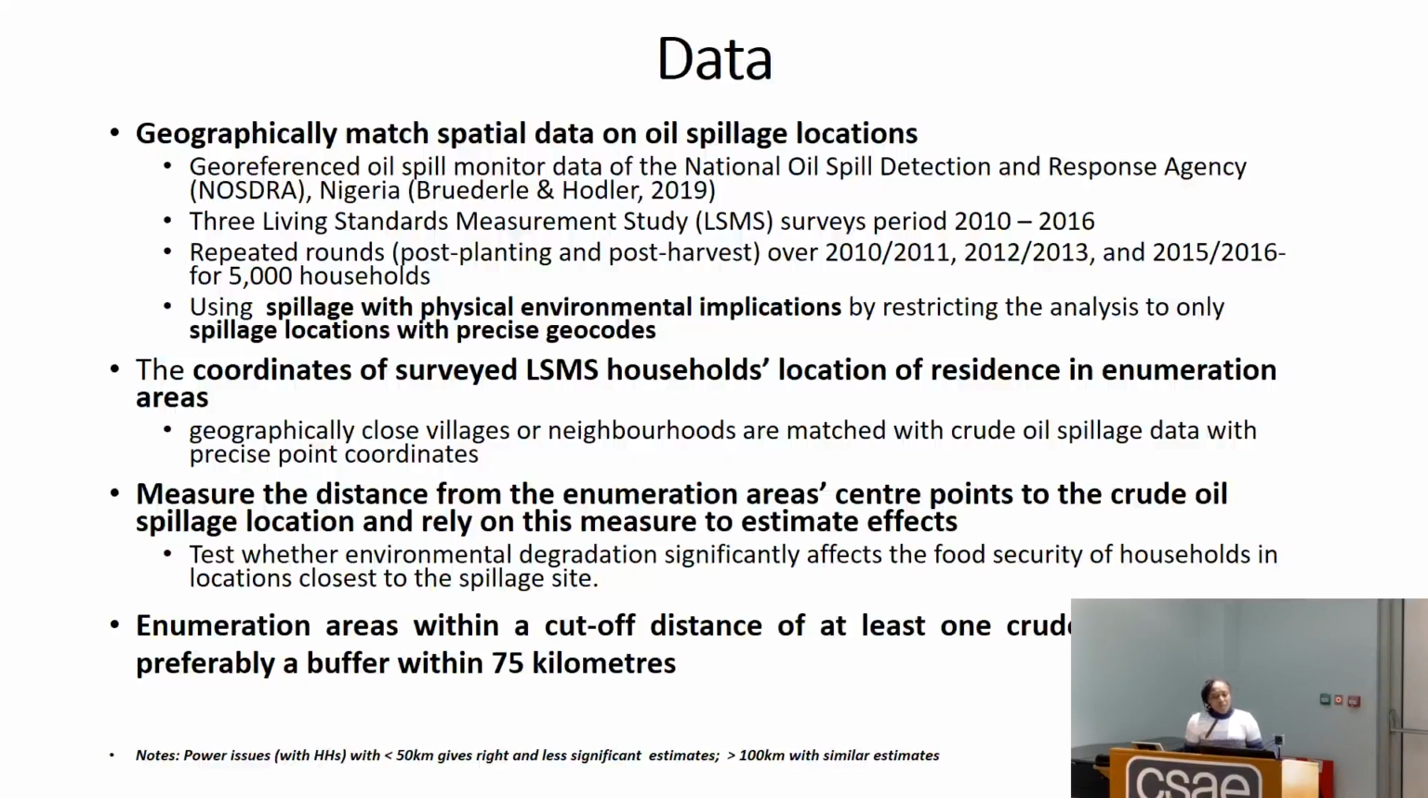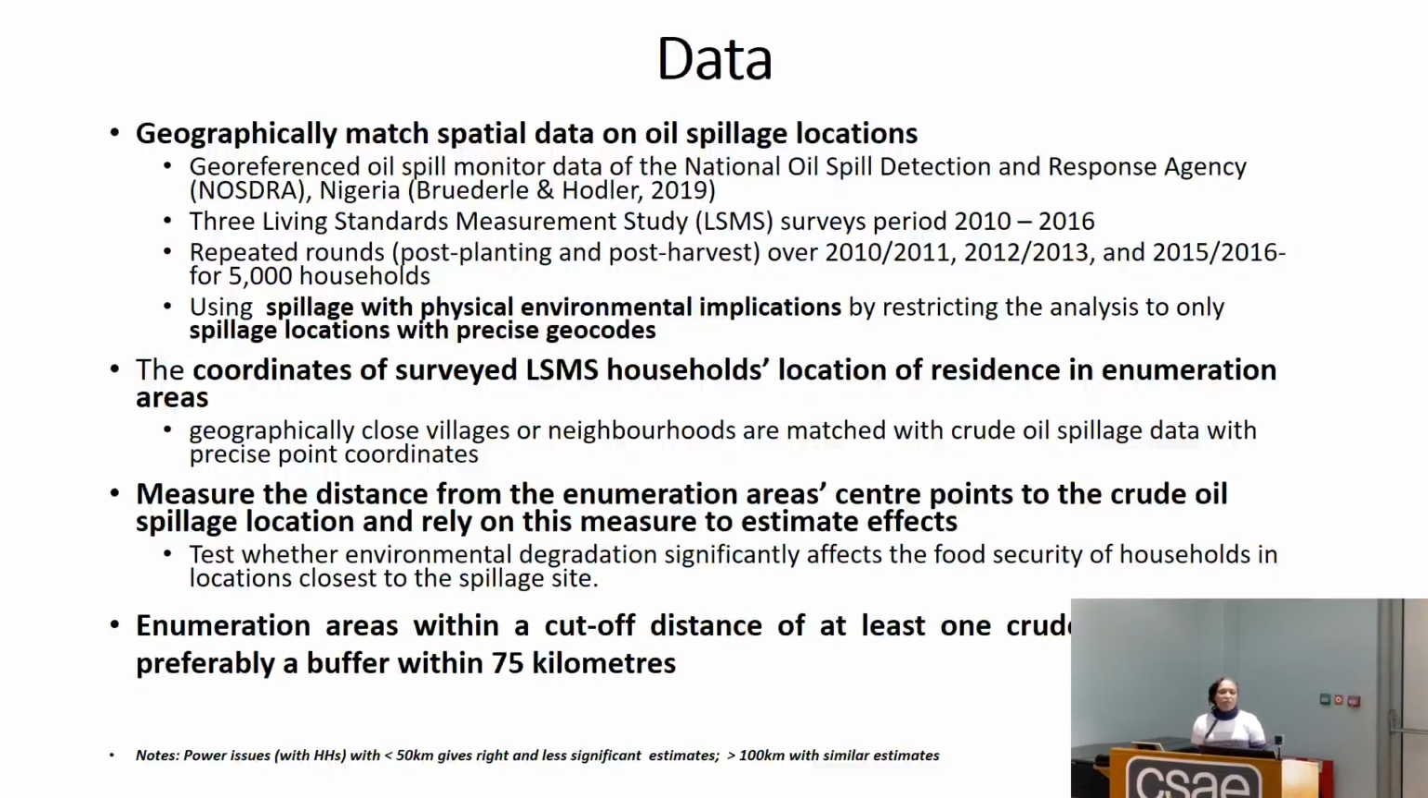The geocodes of the LSMS survey household locations of residents in enumeration areas were looked at and mapped with the villages and neighborhoods within the areas of interest. We measured the distance from the center point of the enumeration area to the crude oil spillage location, and then matched this data with the LSMS survey. We then used a cutoff distance of 75 kilometers.